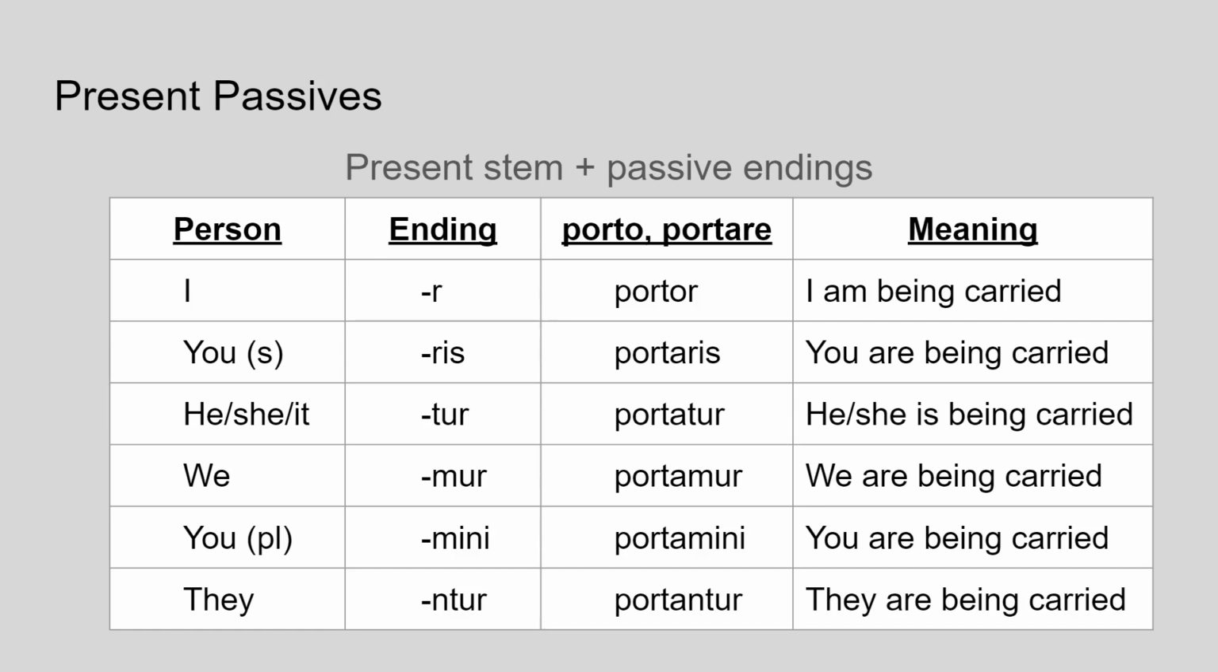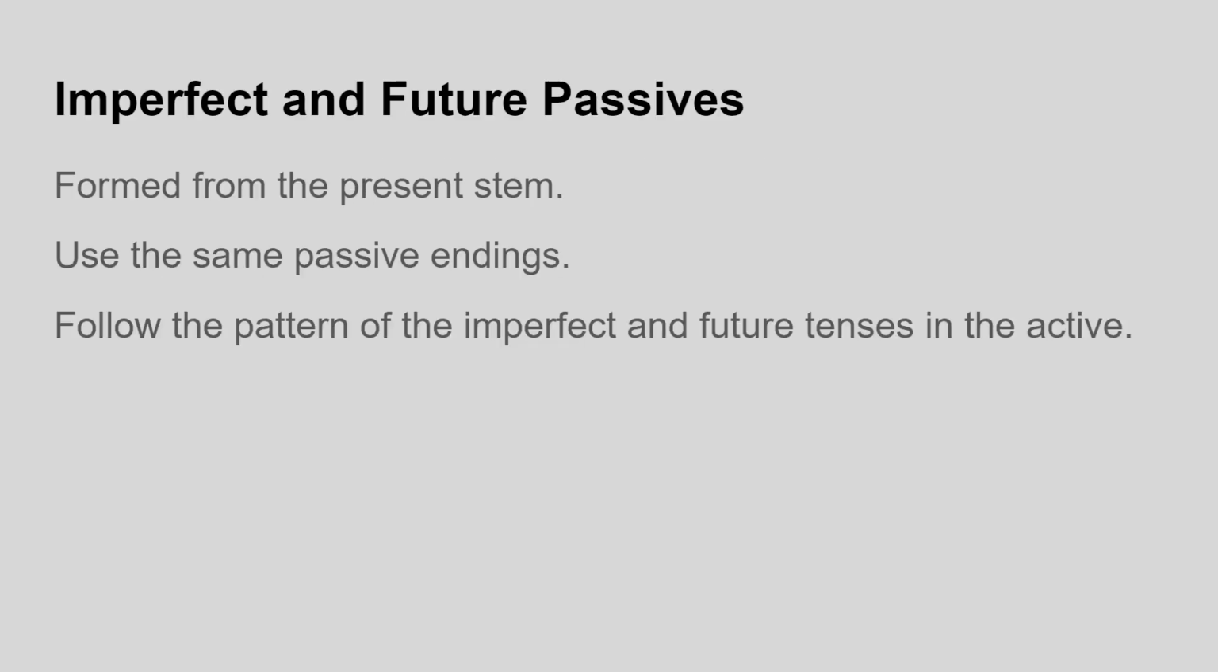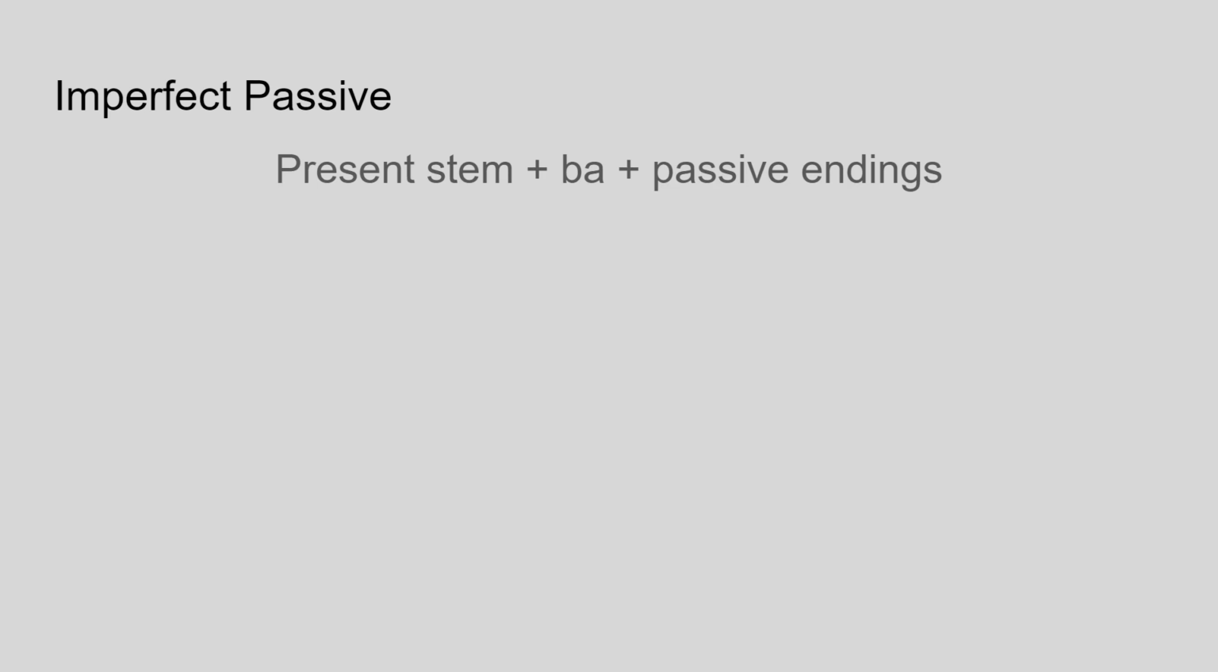I am being carried. Now these endings also form the basis for the imperfect passive and the future passive endings. They're formed from the present stem, they use the same passive endings, but they just have slightly additional things in the middle. They follow the pattern of the imperfect and future tenses in the active, so hopefully that should give you a good clue. Imperfect passives have the classic BA syllable added to the present stem.